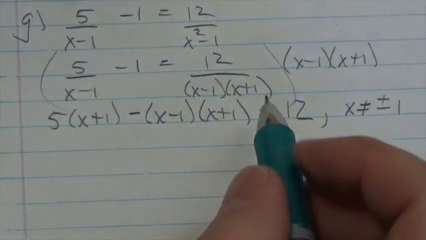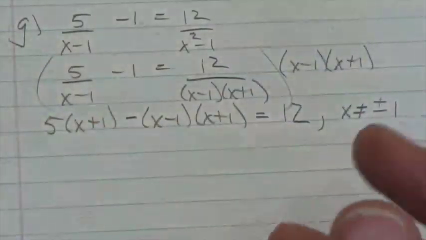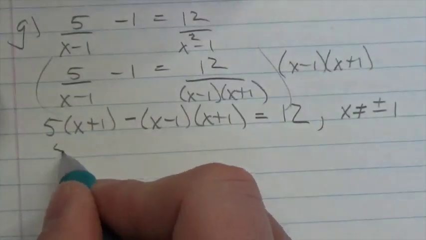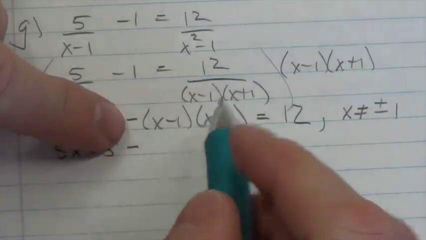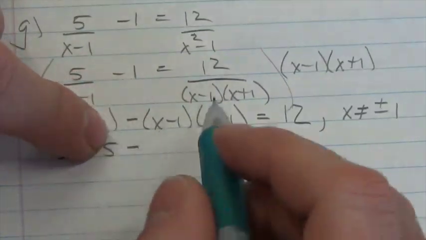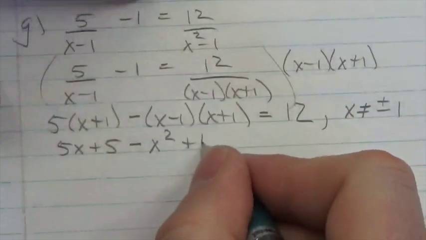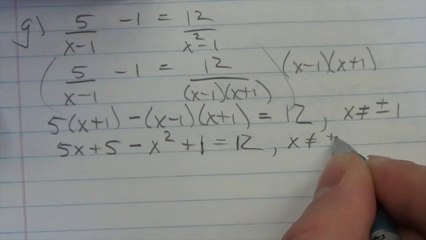Okay? Now, I've gotten rid of the rational aspect of this. Now I'm just looking at a polynomial here. Let's solve this by expanding. So 5x plus 5 minus, okay, well this is a difference of squares. This would become x squared minus 1. I'm going to put the negative through, so negative x squared plus 1 is equal to 12. Bearing in mind x can't equal plus or minus 1.